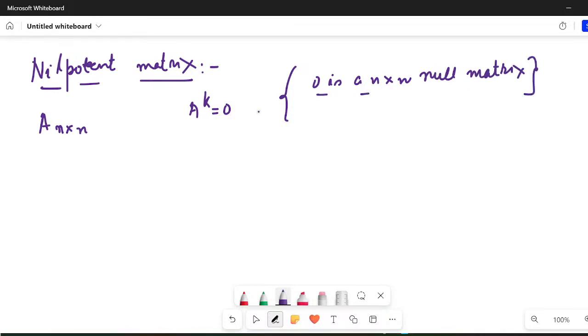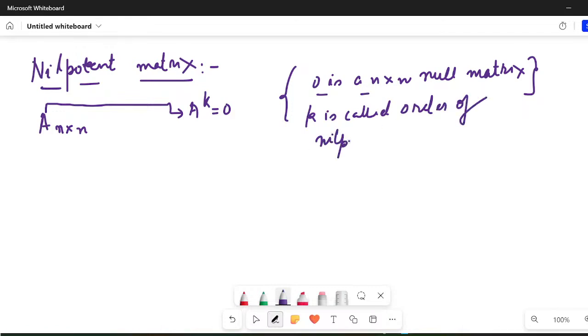null matrix. So if A is a matrix such that A raised to power k is equal to a null matrix, then A is said to be the nilpotent matrix and k is said to be the order of nilpotency. K is called the order of nilpotency.